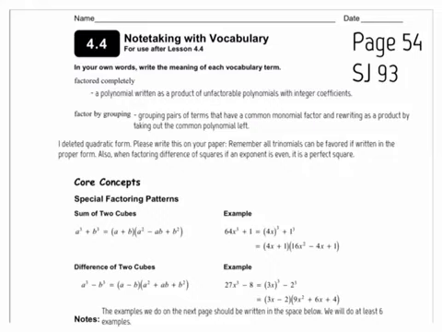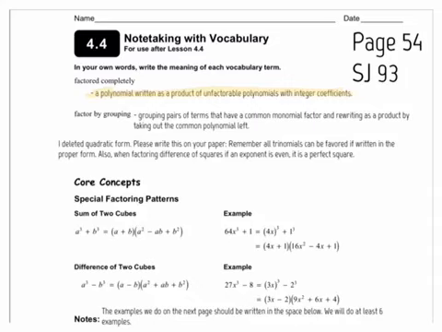First definition, factored completely. A polynomial written as a product of unfactorable polynomials with integer coefficients. So we're going to learn how to factor things completely, but today's lesson is only on factoring sum and difference of cubes. But please go ahead and write these definitions.